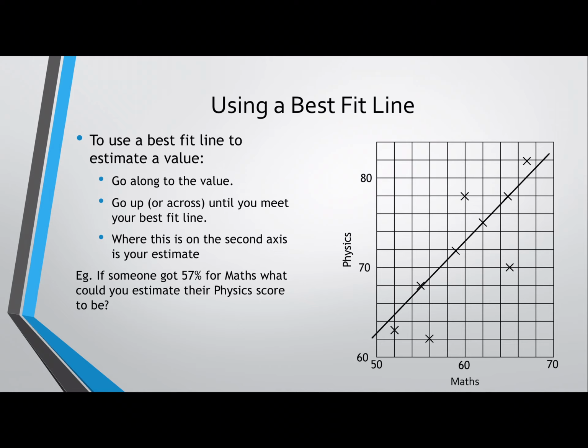So if someone got 57% for maths, what could you estimate their physics score to be? We need to go along on the bottom to 57, and then we go up until we meet our best fit line, and then we can go across to there. So we can see we went along to 56, up to our line, and across. When we go across we get to 70, so we can estimate their physics score to be 70. You need to write it down, you can't just draw the arrows on the graph as well.